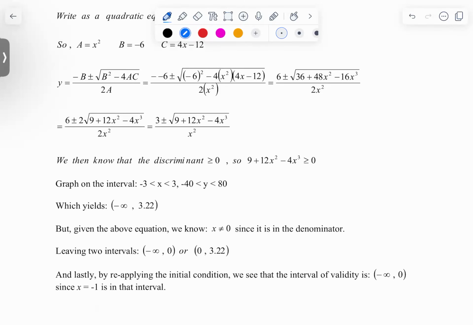Then we know with discriminants, it's got to be greater than or equal to 0. So I have this thing greater than or equal to 0, which is a cubic. I then graphed it, and if you want to verify this, here's the window I used. So there's the window, which yields negative infinity to 3.22. Applying then, as we do, the initial condition of x equals 0, which of the two is the valid one?